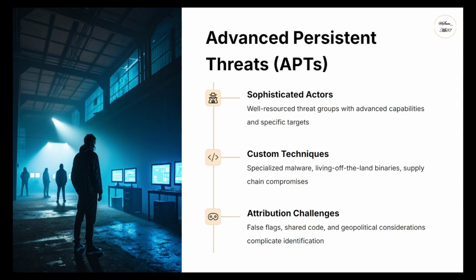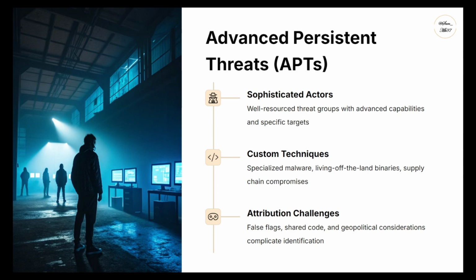What sets APTs apart is their use of custom techniques. They often develop their own malware, use legitimate system tools known as living off the land binaries to stay hidden, and even compromise the supply chain to insert malicious code before software reaches its users. The goal is to remain undetected while maintaining long-term access to systems.